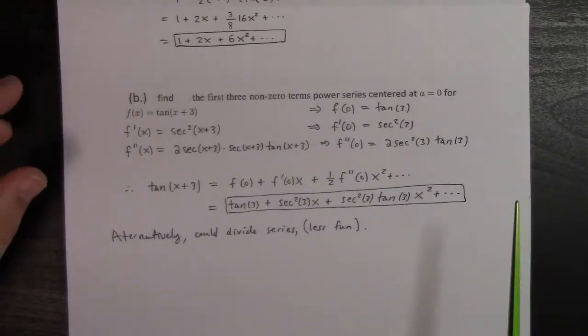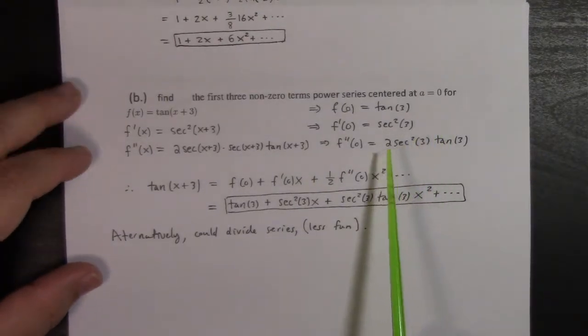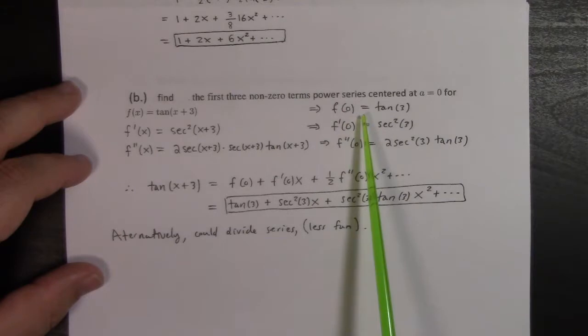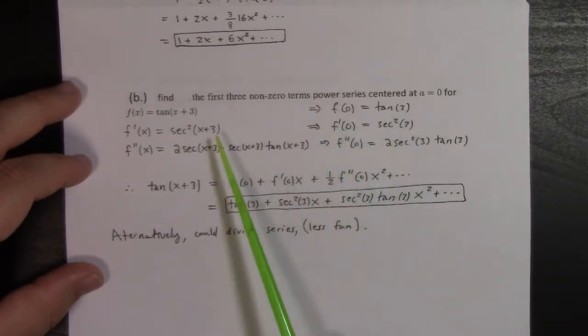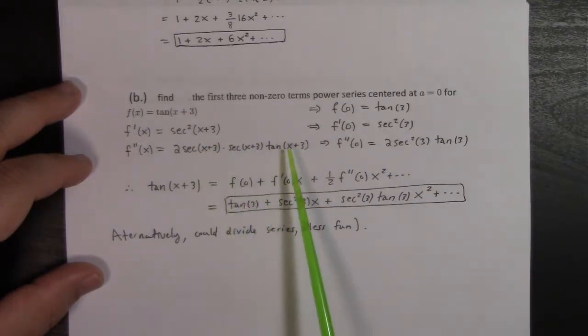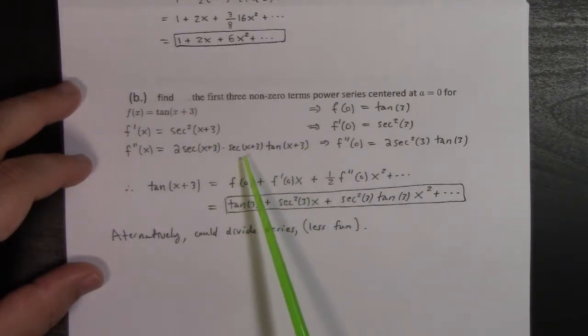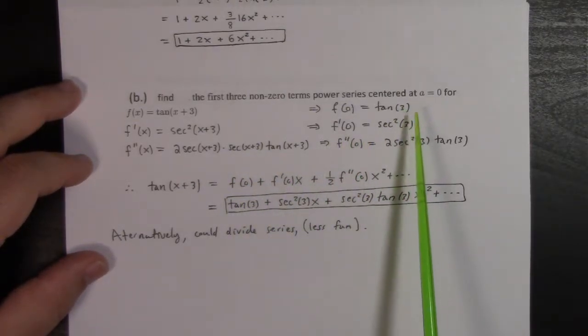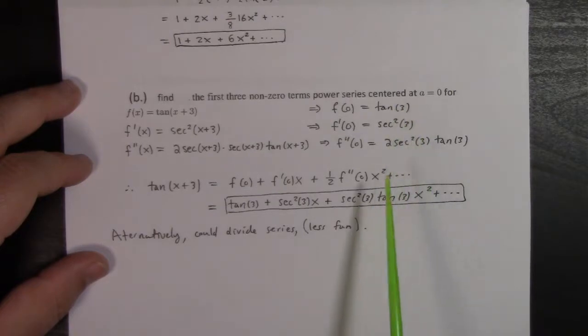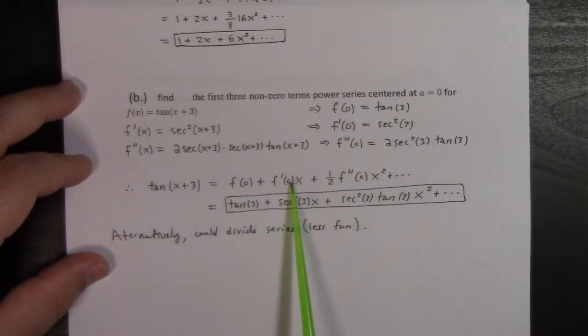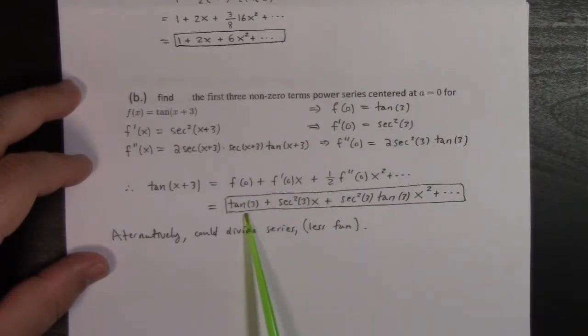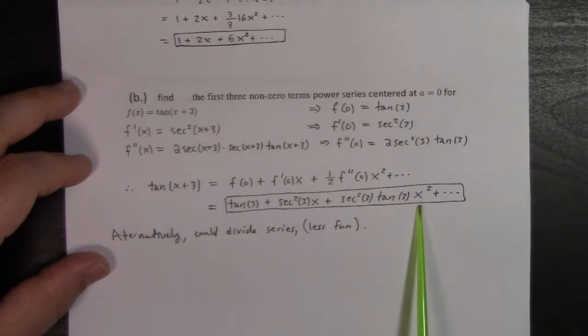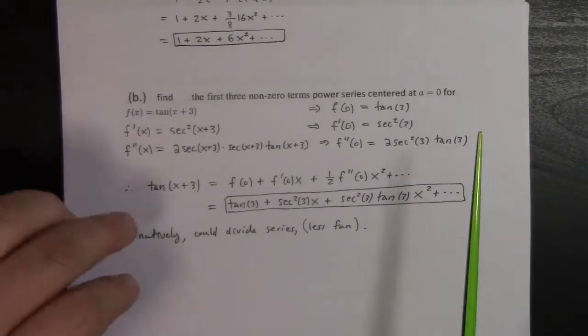And this one, I decided to go straight Taylor. So f of 0 is tangent of 3. f prime is secant squared. f double prime, got to do product rule, right? Well, as chain rule, we get the third derivative. If we got to the third derivative, then we'd need a product rule. And so at this point, I've got my function, my first derivative, my second derivative. Here's the Taylor series out to second order, and there you have it.